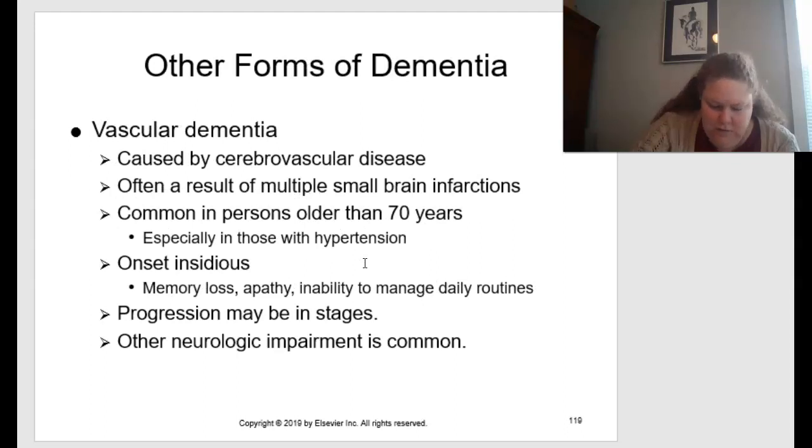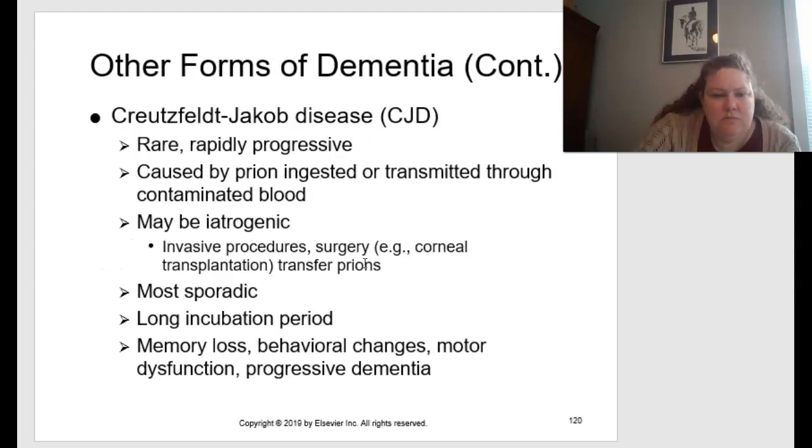There are other different forms of dementia, and this is on page 377. There is vascular dementia, and this can be caused by cerebral vascular disease. This is often the result of multiple small brain infarctions. This is common in persons that are older than 70 years of age, especially in those with hypertension or high blood pressure. The onset is insidious, and this causes memory loss, apathy, and inability to manage daily routines. The progression may be in stages, and other neurologic impairment is common.